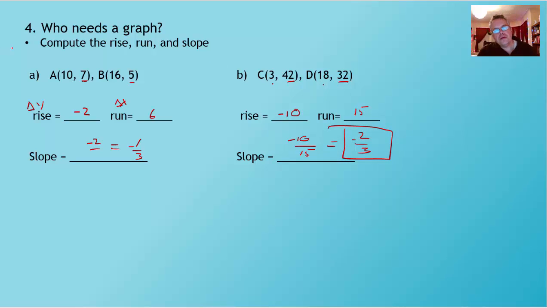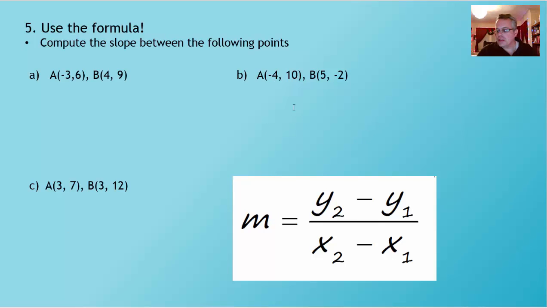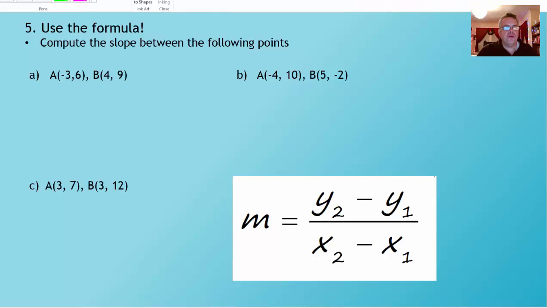Now, that's a little confusing. All right, what were you doing here? I was just computing the change in the Y and the change in the X. Now, you don't have to do it that way. There's a cool formula for this. And this is our last slide before the assignment. So here, I'm sure you've seen this before. This is the formula for slope.